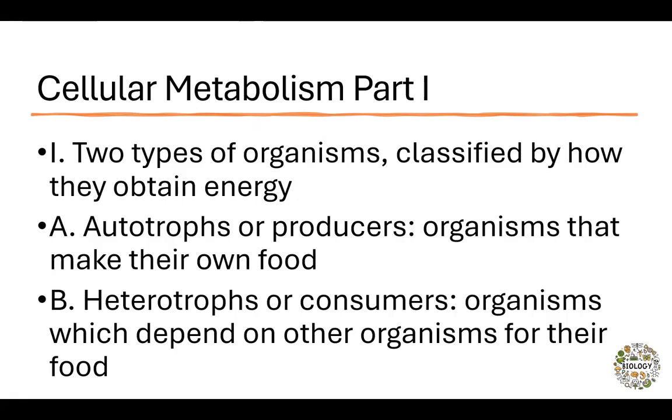These organisms, again, are classified by how they obtain energy. Autotrophs are producers. They make their own food. Heterotrophs are known as consumers because they are organisms that depend on other organisms for their food. And it's neither good nor bad. That's just the circle of life, okay?